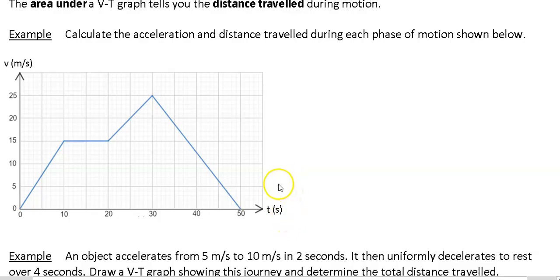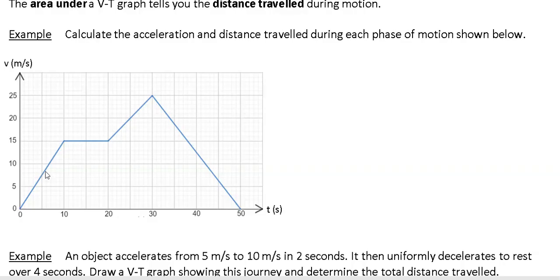Now there's two big differences. First of all, a horizontal line in a velocity time graph represents a constant velocity. And your gradient at this time gives you your acceleration, because your gradient gives you your rate of change of velocity with respect to time. So that's where that comes from.